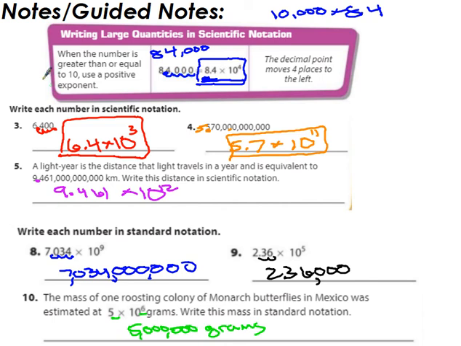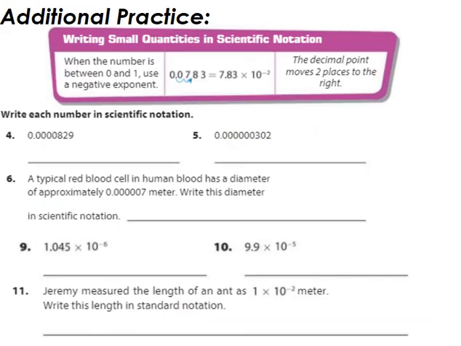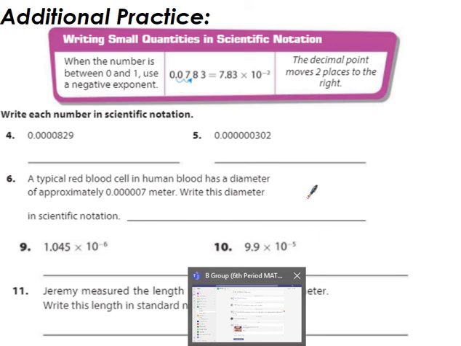Okay, so this is for large quantities. For small numbers, everything's the same. We're just going in the opposite direction, and we're using negative exponents. So a negative exponent means we're representing a really, really small number. The reason why is that a negative exponent, this is really 1 over 10 squared, which is really 1 over 100. So if I were to multiply this by 1 over 100, I'm going to make it smaller because I'm multiplying it by a number that's less than 1.